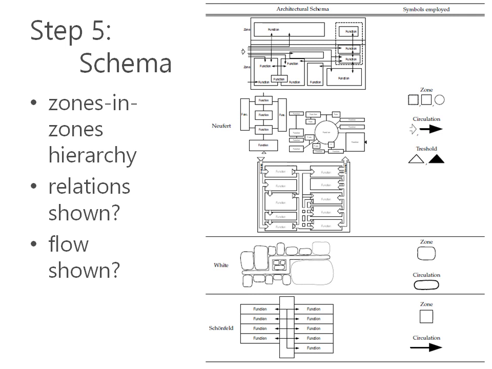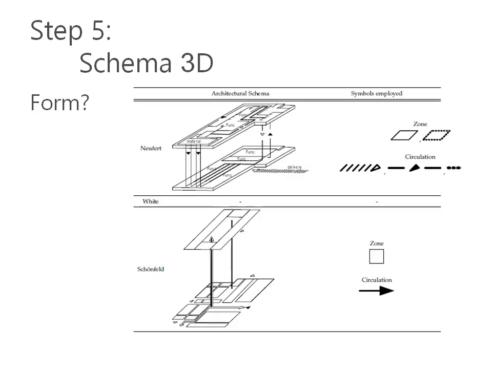And also, Neufert in the graphic that is below depicts where the entrances and the exits are. So how do I enter this whole building concept? In white, you have very simply a circulation network and some zones. Hardly ever does he have entrances, or he just doesn't depict them. And Schönfeld is just like Neufert, more or less. We also can do this in 3D, of course, which is given, for example, in Neufert and in Schönfeld.